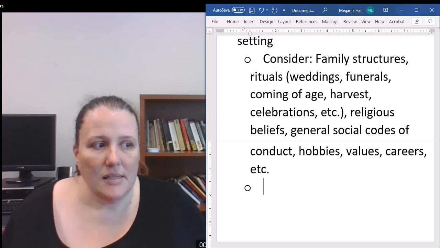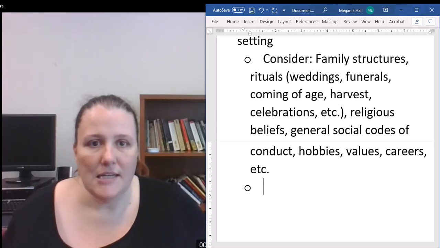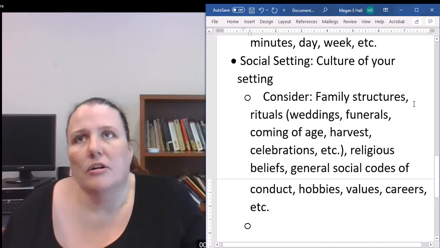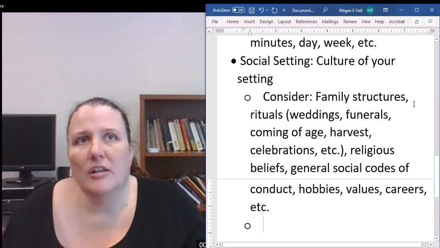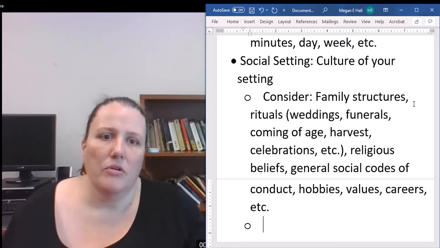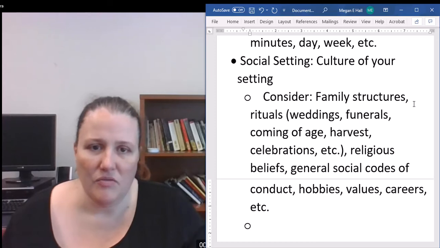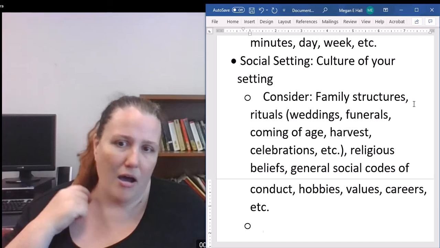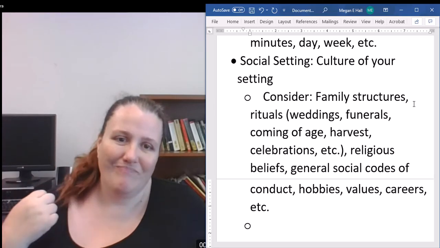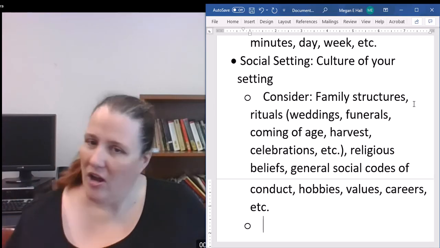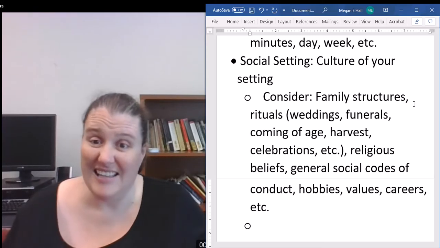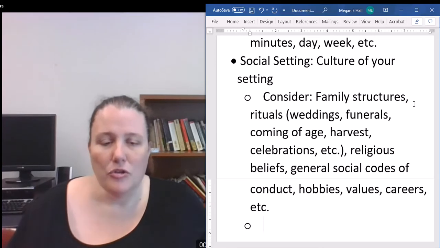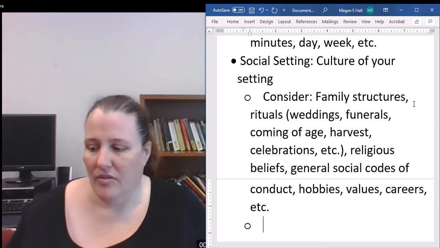But what I see sometimes is somebody will have a really creative idea like that, but then they don't consider this social setting. So they'll think about what their vehicles would be like, what their buildings would be like. But then they don't think about, because of this, do they have a different family structure? Do they have different beliefs? Do they have social codes of conduct? If you walk on your arm and your leg, is that like forbidden? Do they not like that? What kind of careers would they have? What kind of hobbies? All of these kinds of things.